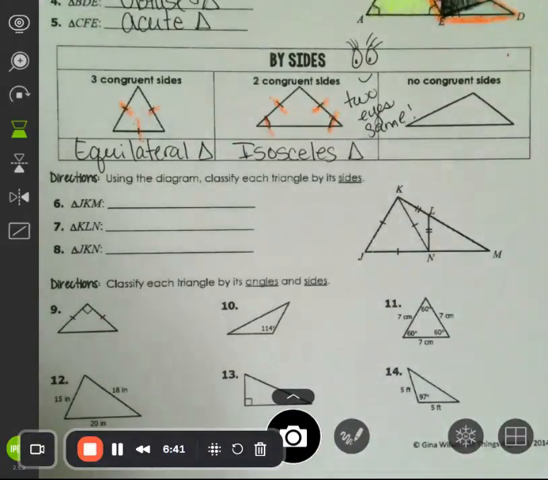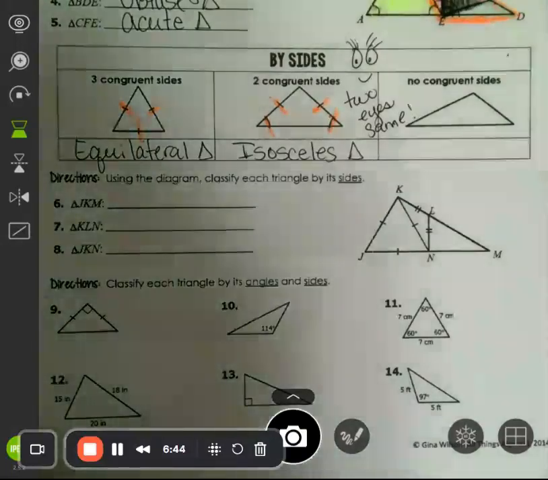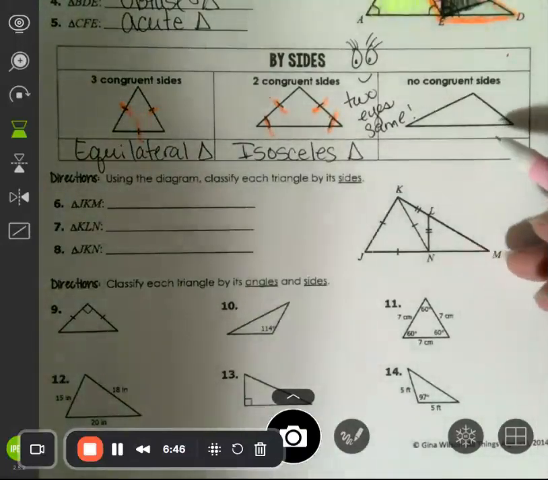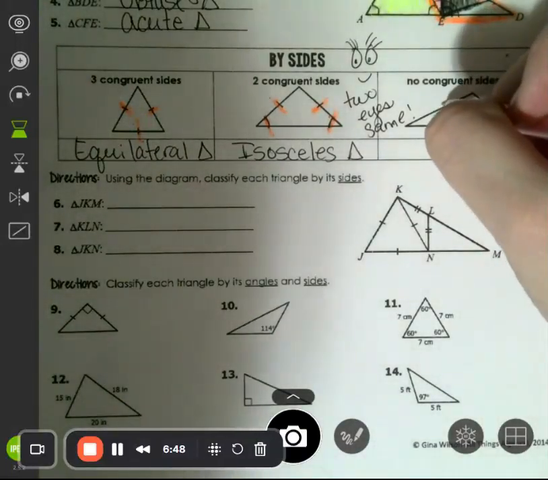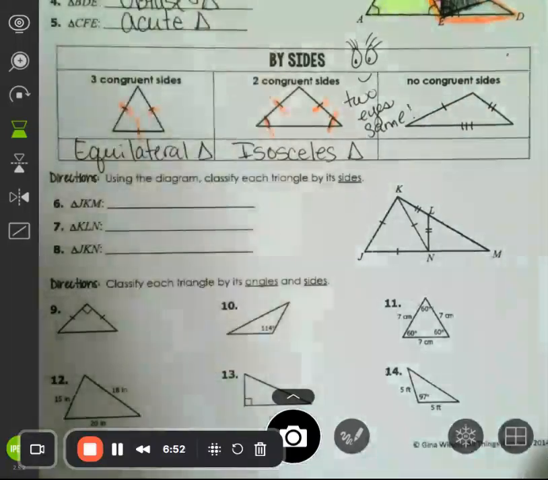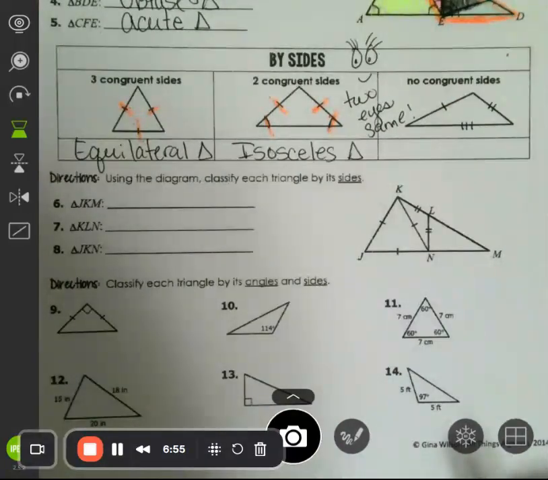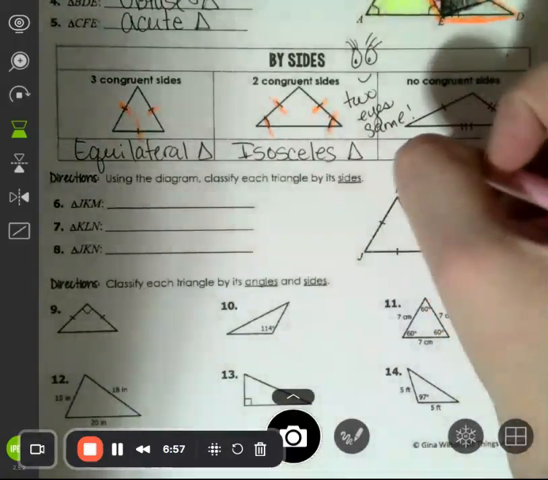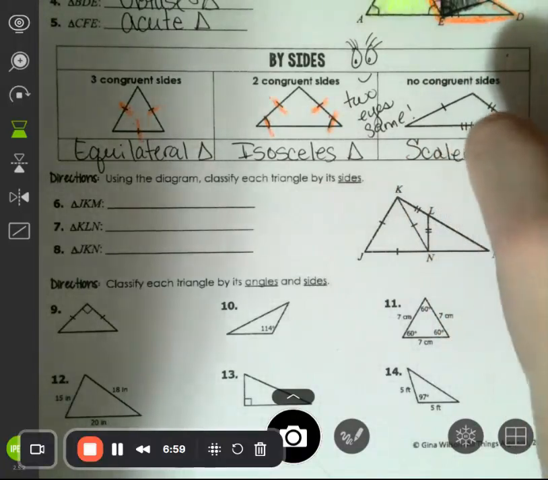And last, if we have a triangle that has no congruent sides, and the marks could be like 1, 2, 3, telling you all three sides do not have the same measurement, that is called a scalene triangle.